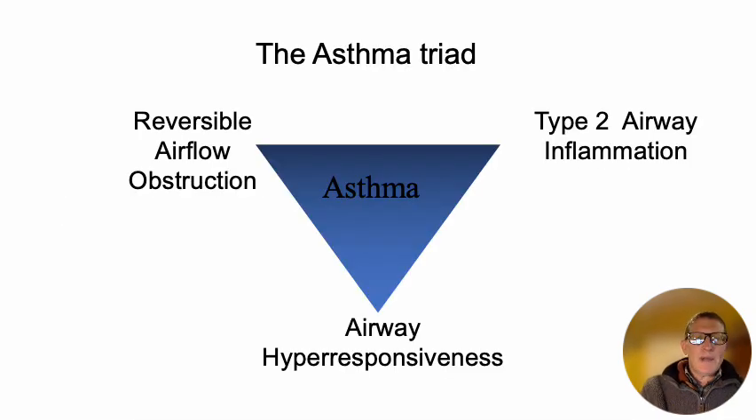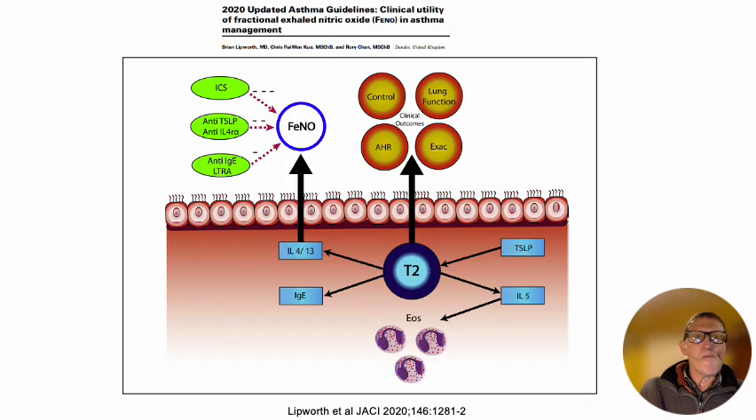The asthma triad has three key tenets. The first is reversible airflow obstruction, either spontaneously or as a result of treatment like a beta agonist like salbutamol. Type 2 inflammation, characterized by the endotypes of activation and increased expression of IL-4, 5 and 13, and the presence of airway hyperresponsiveness, which can be measured on bronchial challenge testing.